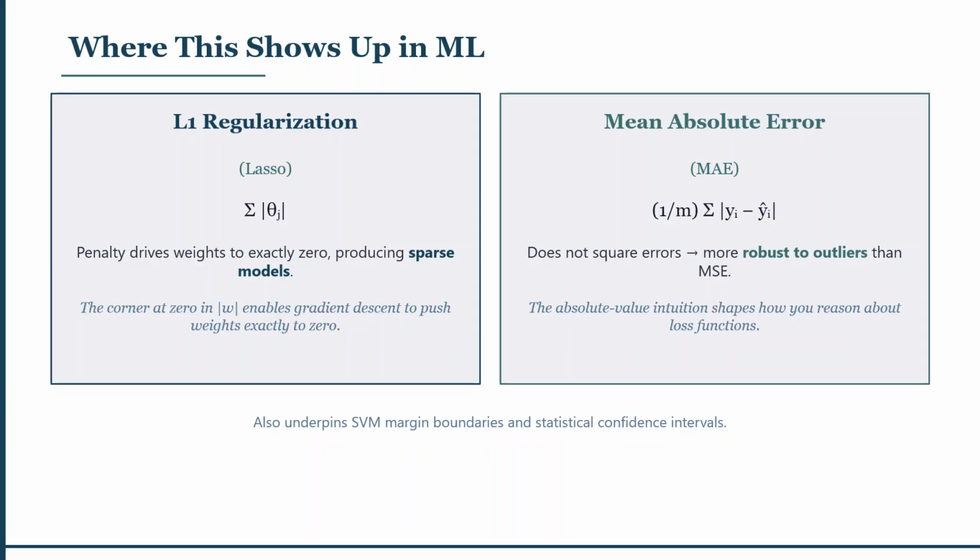Mean absolute error, MAE, 1 over m times the sum of the absolute value of y sub i minus y hat sub i. Unlike mean squared error, MAE does not square errors, so it is more robust to outliers. The absolute value intuition you build here shapes how you reason about loss functions later. Beyond these two, understanding the bounds of absolute values is also required for defining margin boundaries in support vector machines and confidence intervals in statistical inference.